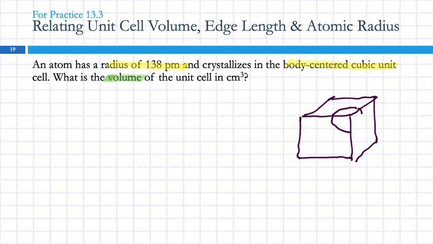So, body-centered, this is really tough to draw. It's got these guys at the corners, right? And then in the middle, there's that other one. That's the gold one in the middle. It's a very crude drawing.